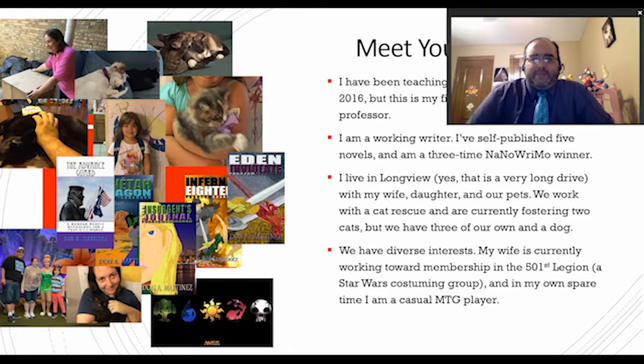Disregard that thing that says we're fostering 2 cats. We're only fostering 1. 4 of the cats are ours, and we also have a dog. So, to introduce you to all of our cats, the oldest one is this calico right here. That would be Twinkle. Okay, she has a bit of attitude.